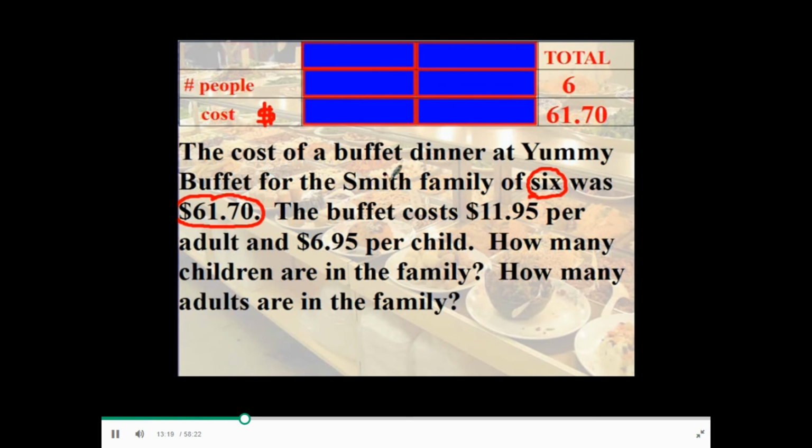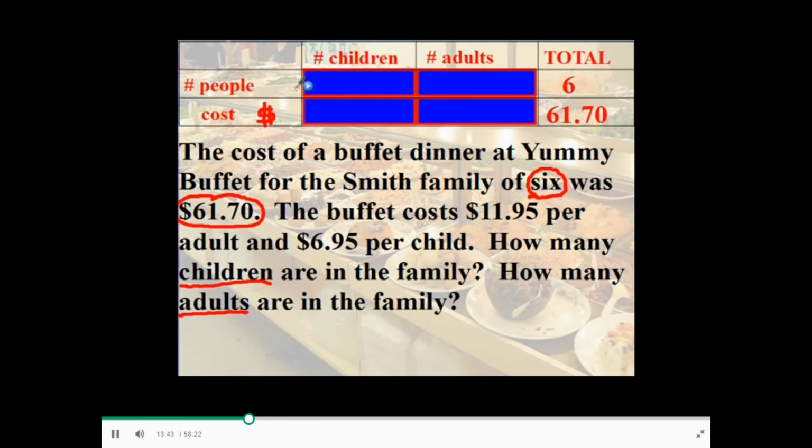Okay, next I'm going to look at what the question is asking me. Question, oh, look here, we have two questions. How many children are in the family and how many adults? So right now I'm going to check out children and adults. Since those are the two things that I need, I'm going to put those up at the top. So on top you would write children and adults.